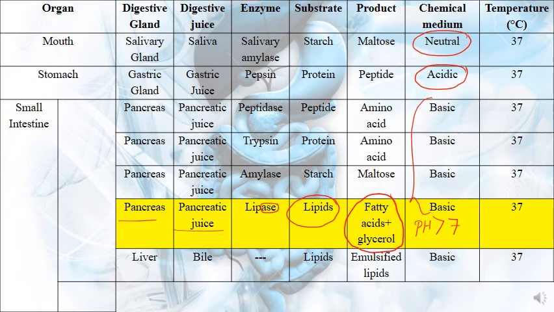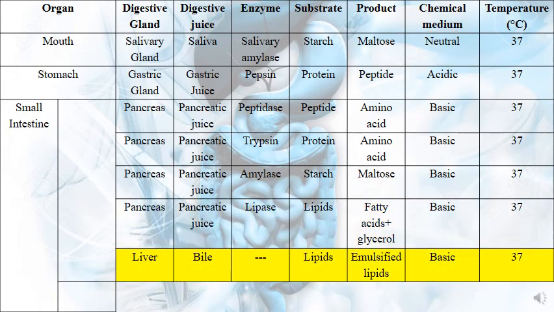The last gland is the liver. The liver contains a juice which is called the bile. Remember that the liver contains a juice called the bile. Bile is the only juice that contains no enzyme. So here we have no enzyme. It works on lipids to give emulsified lipids. What is the meaning of emulsified? We will see. The pH is greater than 7 since the medium is basic, and the temperature is 37.